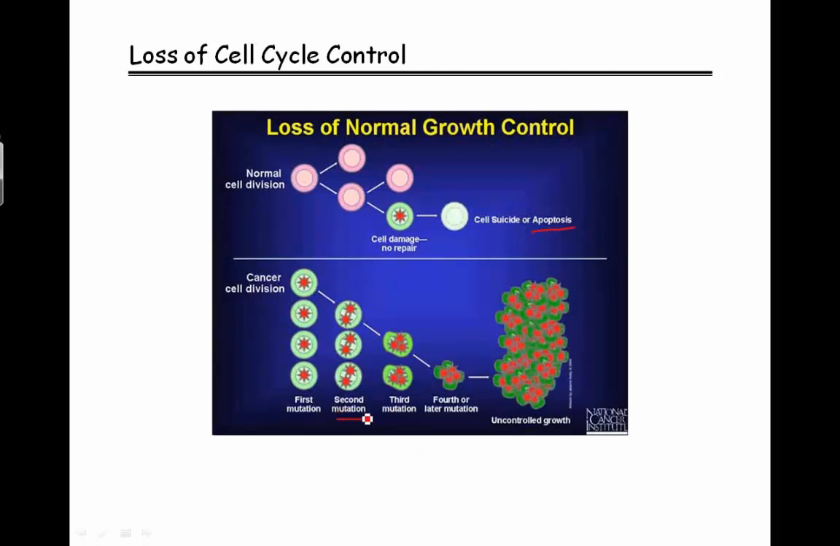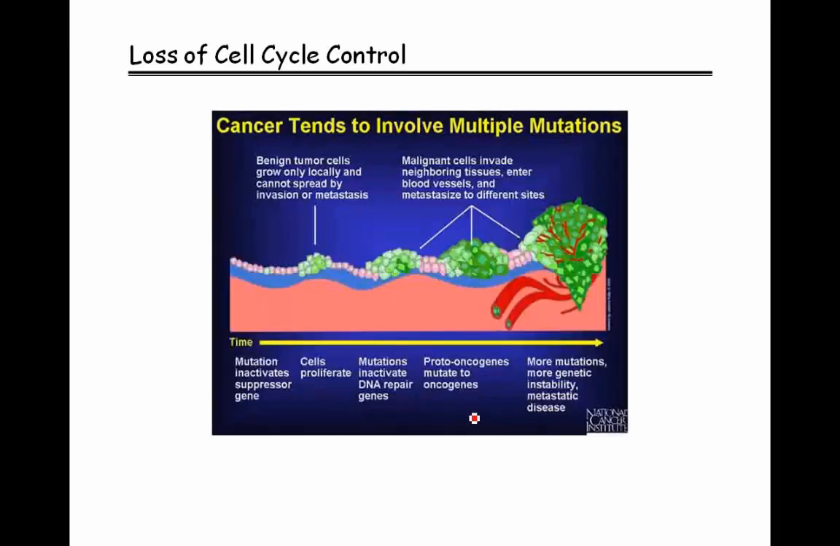But if it doesn't die off, we can potentially get a third change and a fourth change, or more changes after that. And the more changes or the more damage that is accumulated within a cell, the greater the risk that this is now going to be a cell that divides uncontrollably, and we get that mass of cells that we refer to as a tumor.